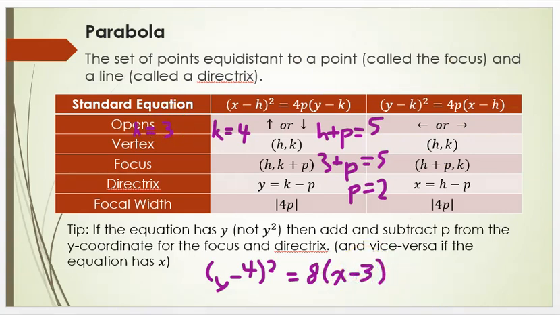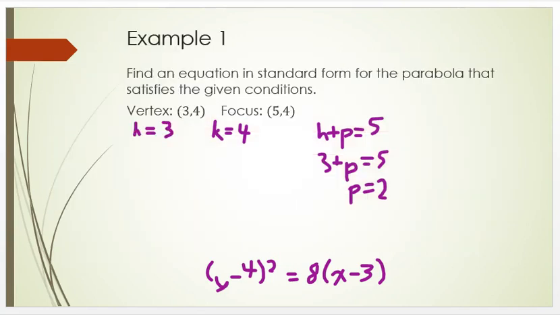So now we were able to start with some of the specific information like the vertex and the focus in this example, figure out h, p, and k from there, and then plug them back into the original equation instead of going backwards like we did yesterday. So that's it. That's the answer to example number 1.